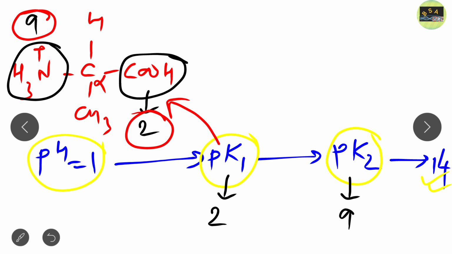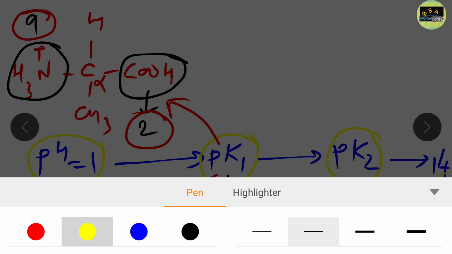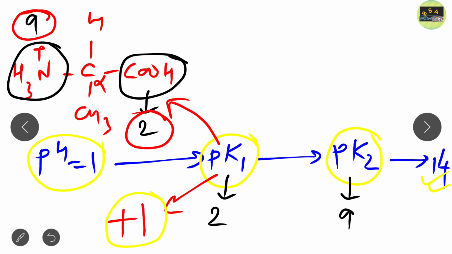So at pK1 the charge is what? The charge is plus 1. How can we tell the charge is plus 1? You can see that in pK1 the COOH is neutral and the NH3 contains a plus charge. So in pK1 it contains plus 1 charge. Clear?